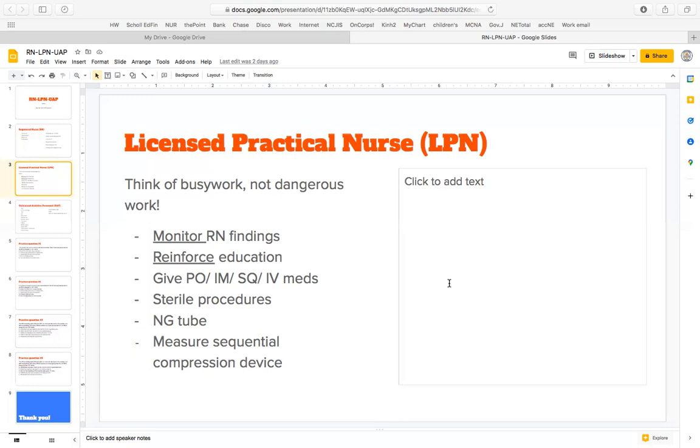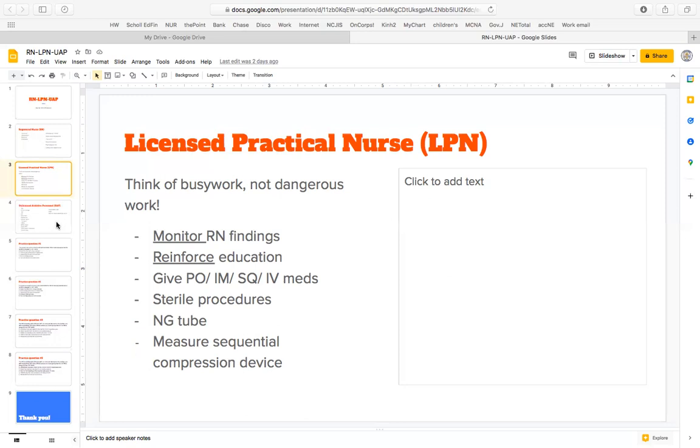They can also measure for sequential compression devices. Why? That's busy work, right? They don't need to apply it. A UAP can do that, but they can measure that. But can they determine the effectiveness of that? No, that's for RN. Determining, that's evaluating, that's for RN. They can't determine if the SCD is working for the patient and things like that, but they can measure that, right? RN can tell them to go measure that, and they can tell UAP to apply that.